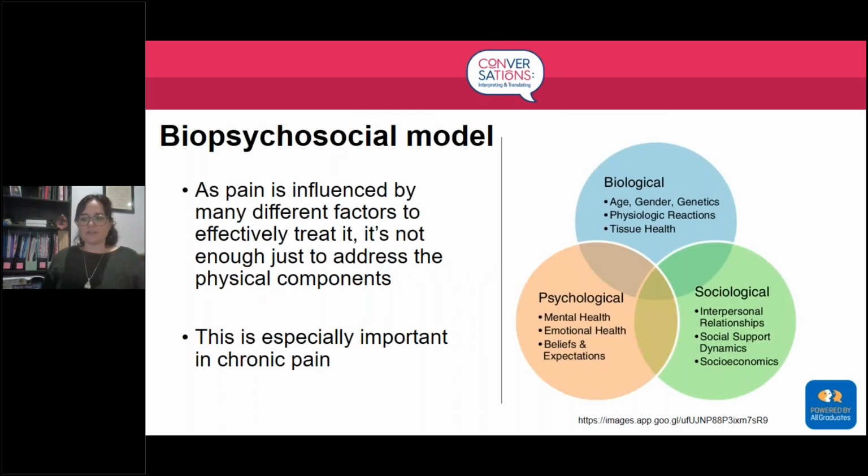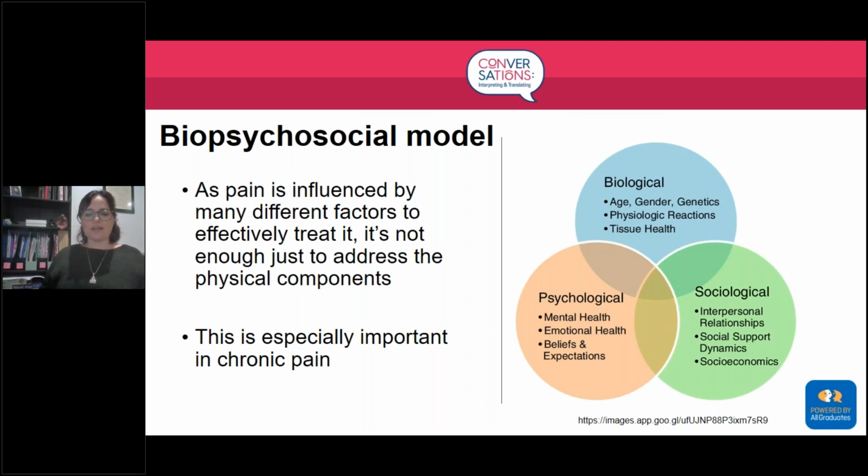So the biopsychosocial model, we've touched on this slightly in another one, but hopefully you're really seeing that because pain is influenced by so many different factors, and especially in that interpretation realm, it's not just enough to address the physical components a lot of the time. The example that we were given before, of the person who had back pain that turned out to be caused by stress.